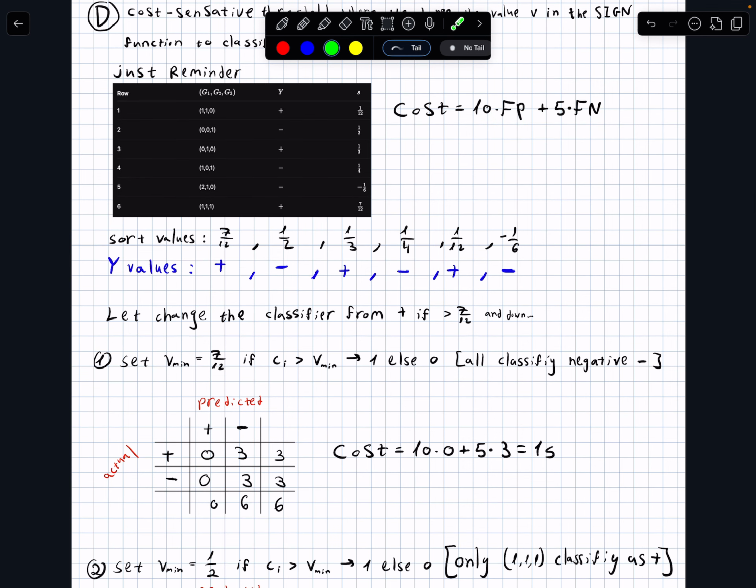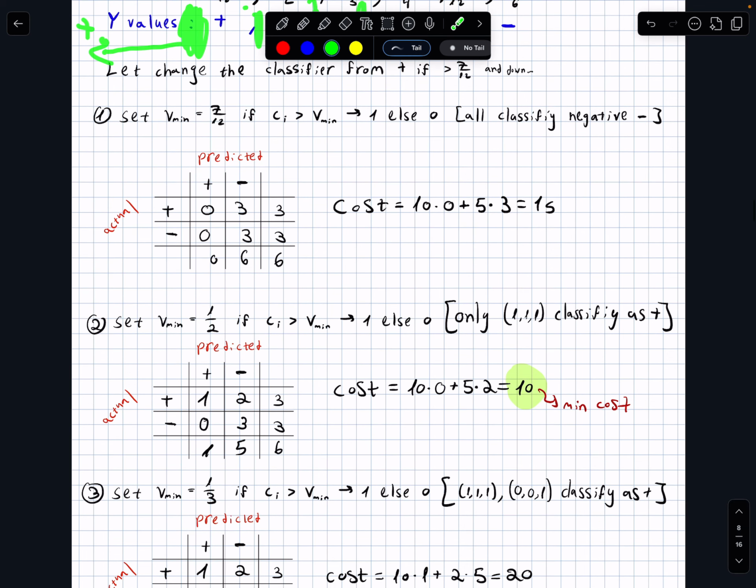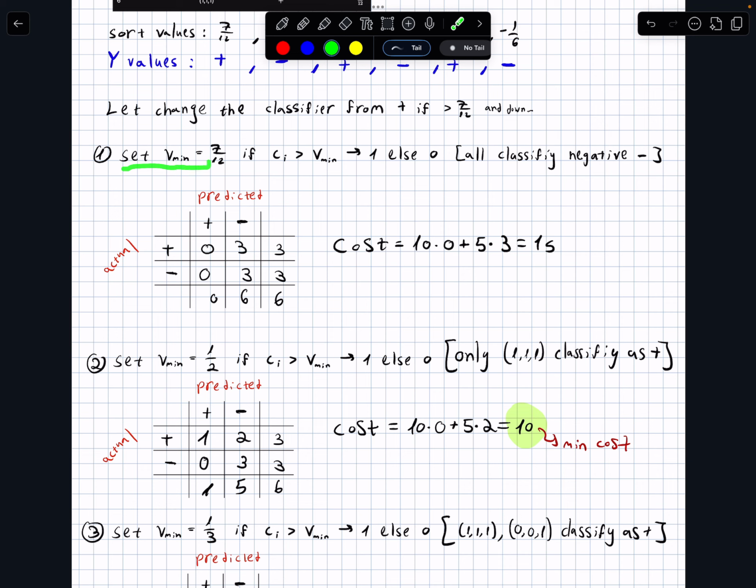So first we sort the values, and then let the classifier say plus if the value is bigger than 7 divided by 2, because this is the biggest value. We're going to start here, meaning we add a cutoff before 7.2, and everything bigger than 7.2 we classify as plus. Then we try to move this cutoff point until we find the optimal. So we set the v min to be 7 divided by 12, and we classify each item as plus if it's bigger than the v min.